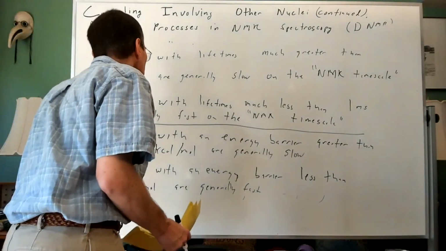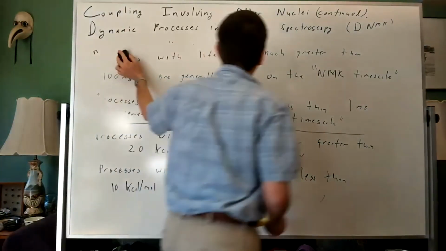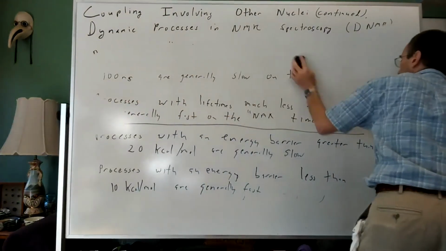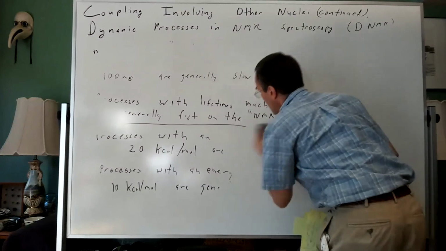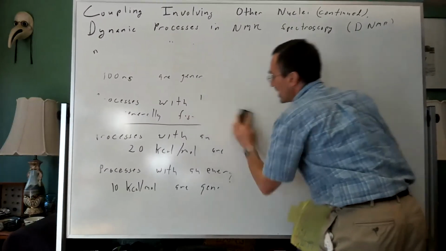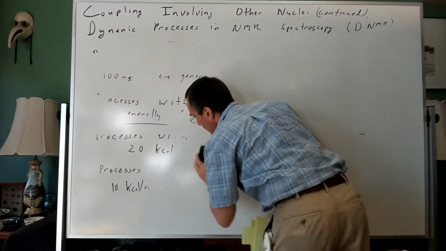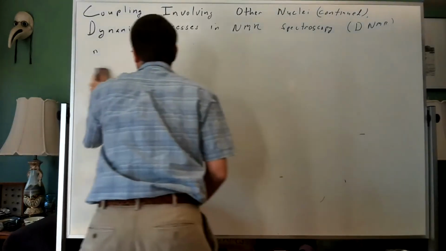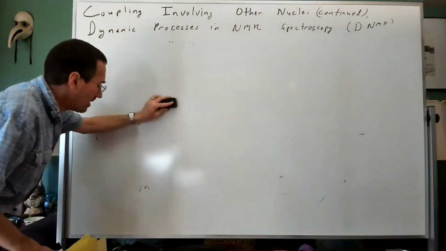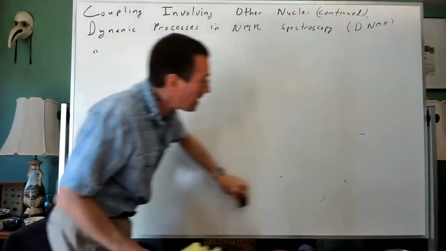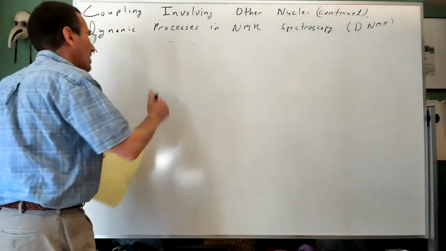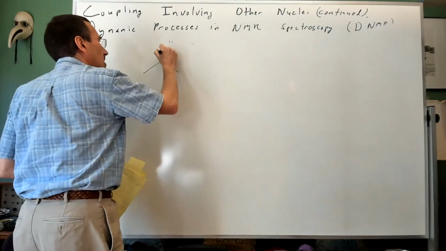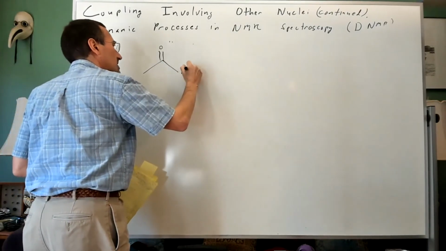And I'm going to start with a very simple example. And we'll start with simply diethylacetamide. It's a nice example. People often use amides such as dimethylformamide or diethylacetamide as a sort of archetype for dynamic processes in the NMR. So let's take diethylacetamide.